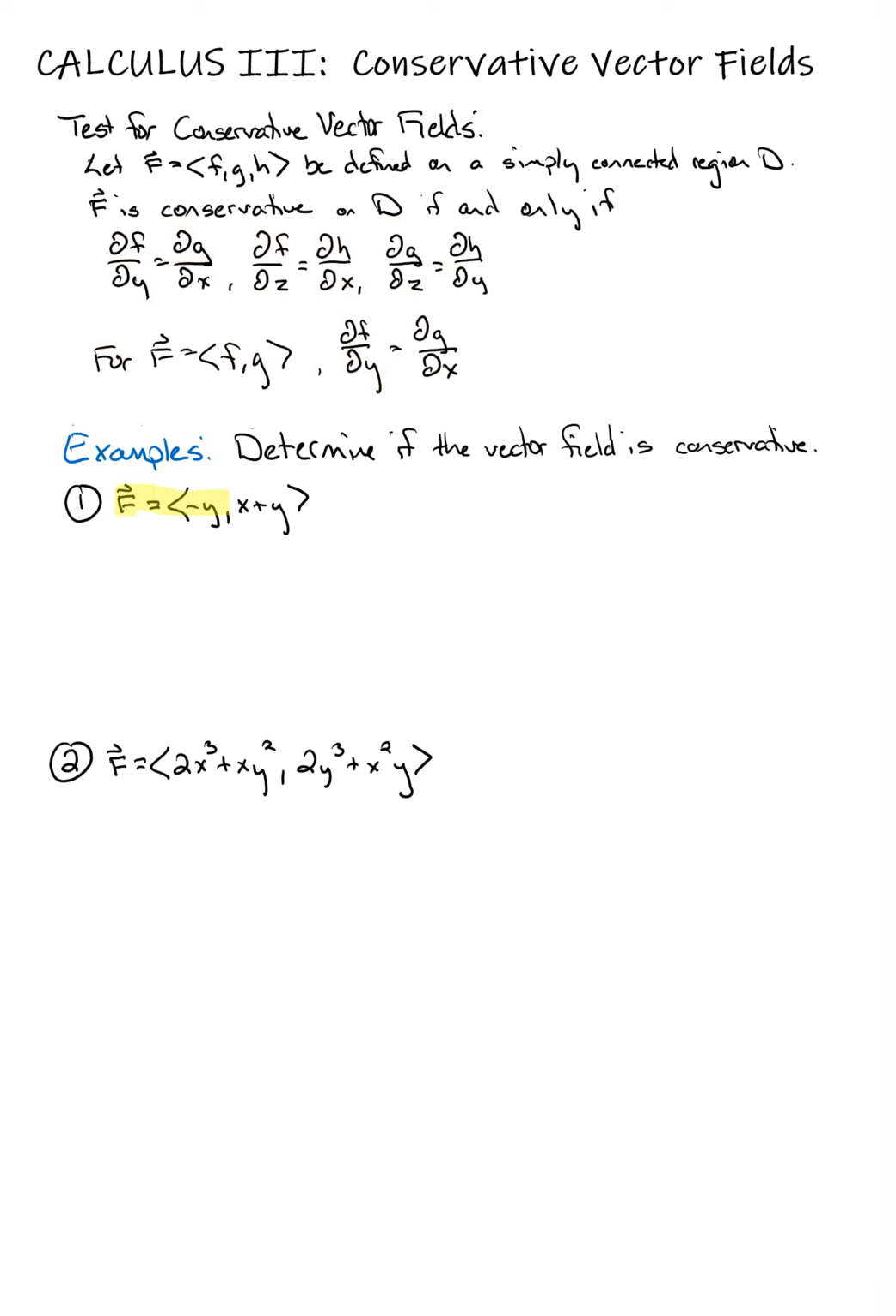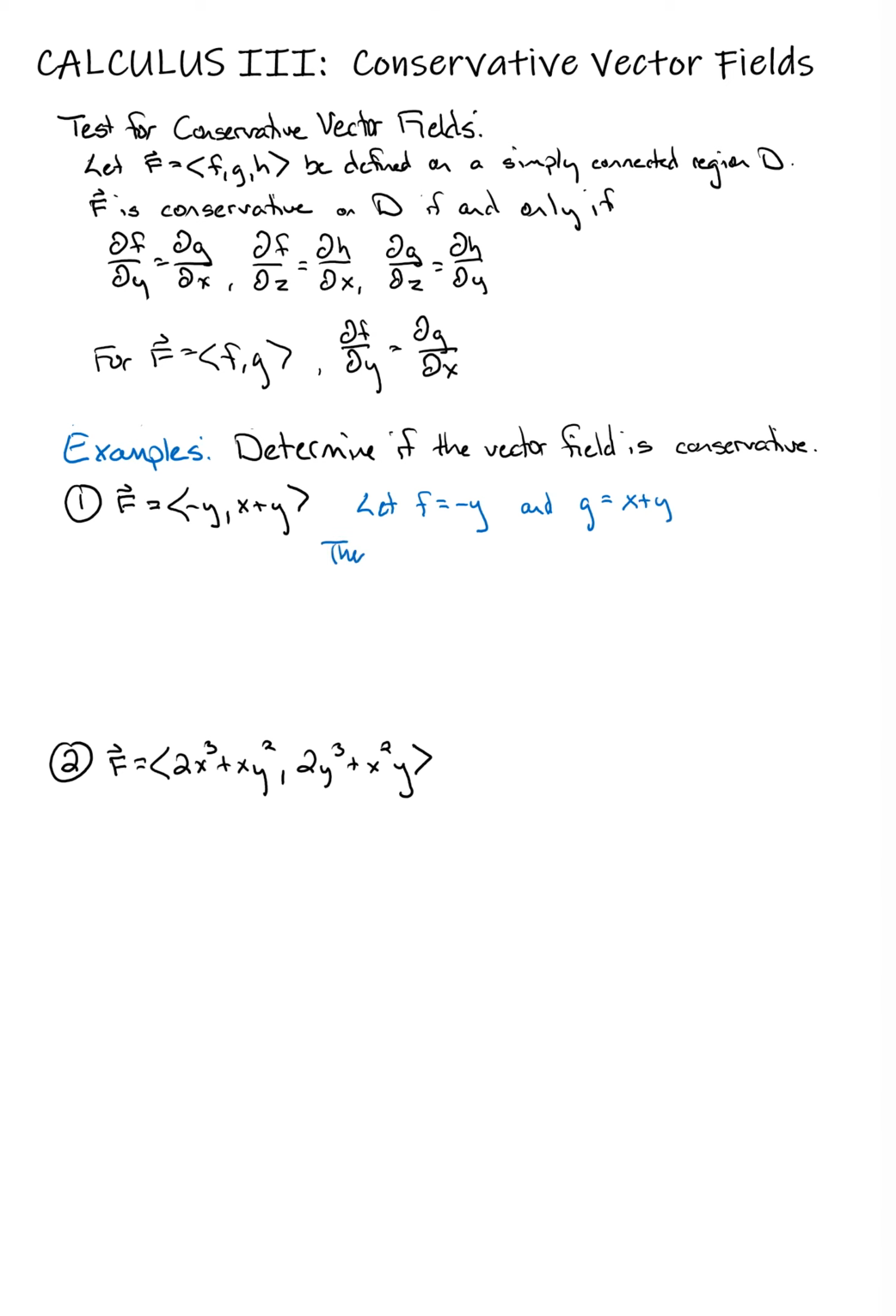Let's determine if F equal to the vector valued function negative y comma x plus y is conservative. Well, first we will want to define our parts. Let's see, lowercase f is the first component, negative y, and g is the second component, x plus y.